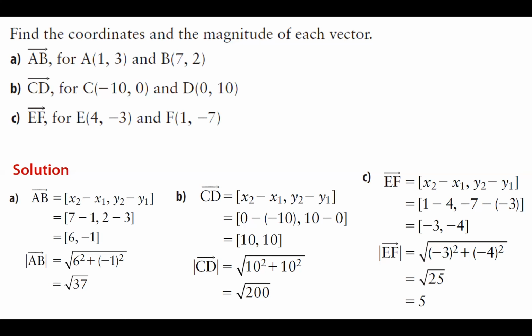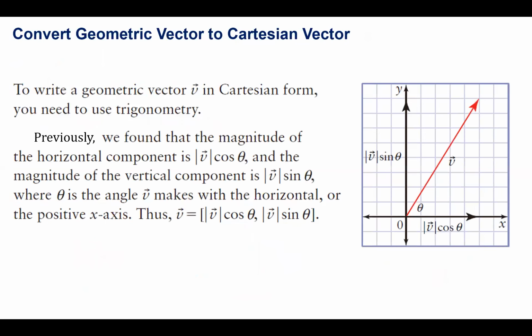Vector EF is 1 minus 4, then negative 7 minus 3. So that gives us negative 3, negative 4. Then the magnitude of vector EF is the square root of negative 3 squared plus negative 4 squared, which is 5. Okay, any questions here? All right, no questions.